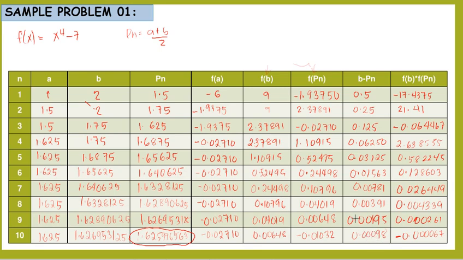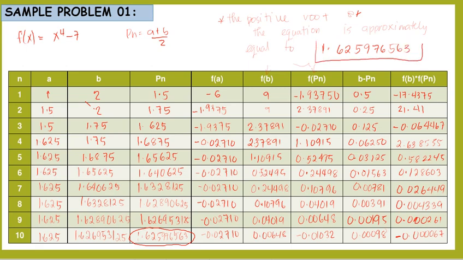Okay? So, we can stop our interval. So, the answer now, the positive root of the equation is approximately equal to 1.625. So, eto ngayon yung approximate positive root nung equation natin using our bisection method.